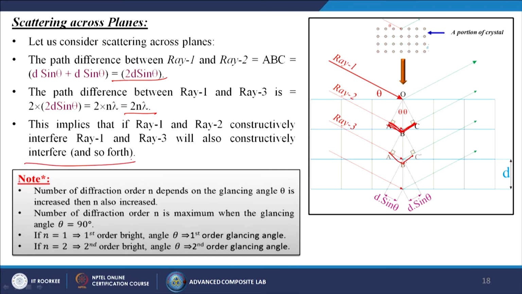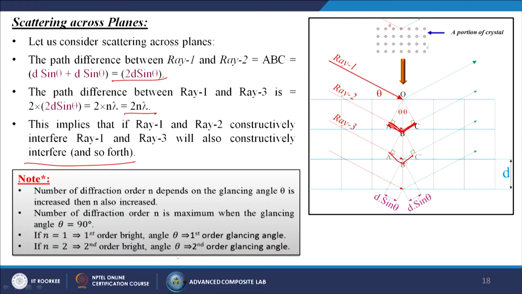So, what are the notes over here? The number of diffraction order n depends on the glancing angle theta. If theta is increased, then n is also increased. The number of diffraction order n is maximum when the glancing angle theta is equal to 90 degrees. If n is equal to 1, that means first order bright, that means the first order of the glancing angle. If n is equal to 2, that means second order bright, or the second order of glancing angle.